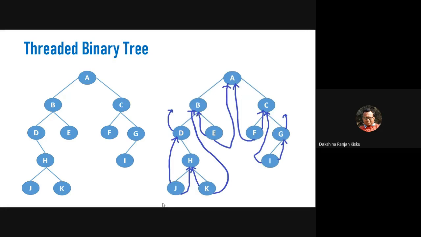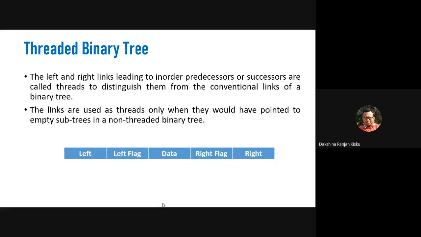The in-order predecessor for node J becomes D, and the in-order successor of node J becomes node H. You have to remember one thing: you need to first compute the in-order traversal sequence. Then from that in-order traversal sequence, you will indicate the in-order predecessor and in-order successor. Therefore, the left and right links leading to the in-order predecessor and in-order successors are called threads.